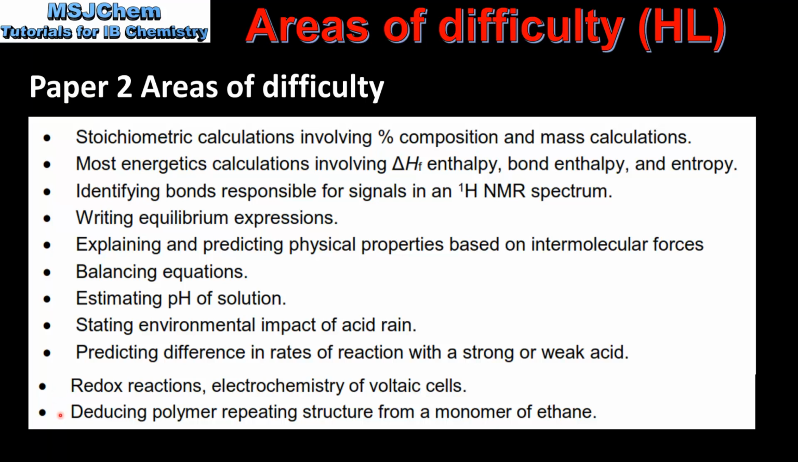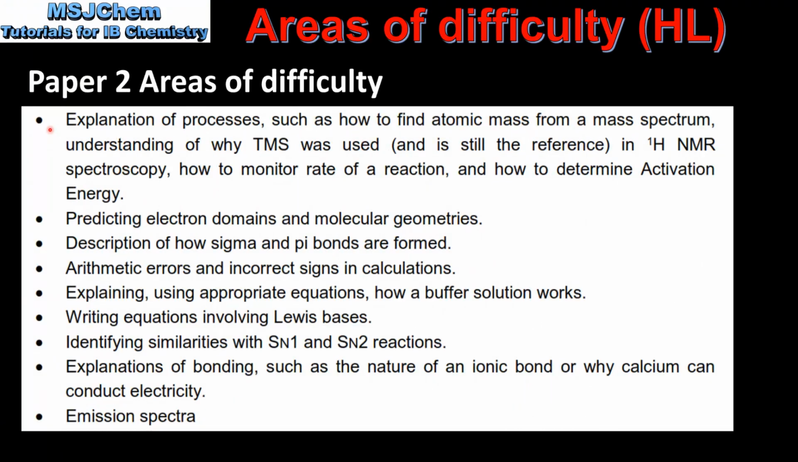Next is deducing polymer repeating structure from a monomer of ethane. If we're talking about addition polymers, this should be ethene, so I think there's a mistake in the subject report. Anyway, this is covered in topic 10. Next, we have explanation of processes such as how to find atomic mass from a mass spectrum, understanding of why TMS was used and is still the reference in H1NMR, how to monitor rate of reaction, and how to determine activation energy. So all I can recommend here is that you thoroughly review these topics.